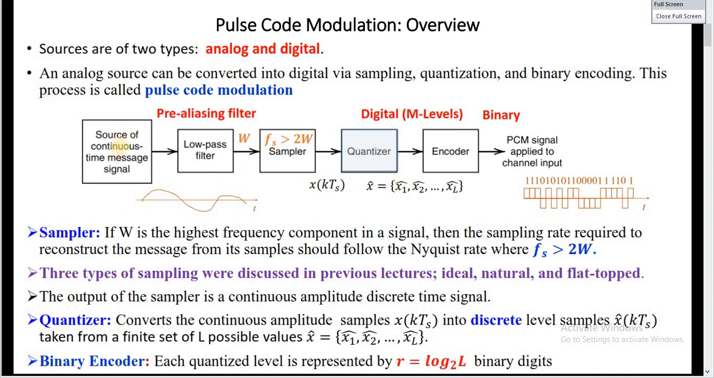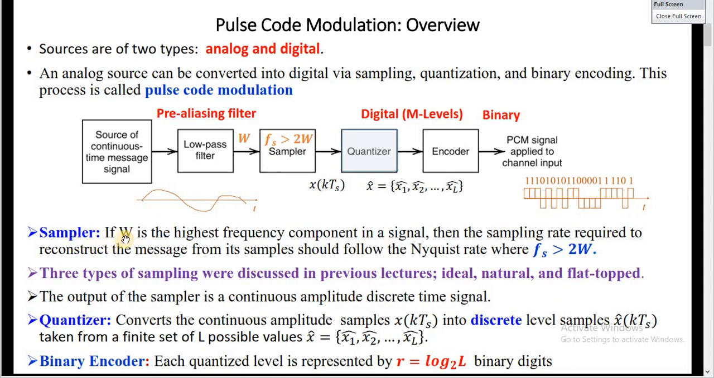First, we have the source, and then we have what is called a pre-aliasing filter. The pre-aliasing filter is chosen so as to limit the bandwidth of this analog signal to W Hz in order to eliminate aliasing. So the first main component of the PCM system is the sampler.